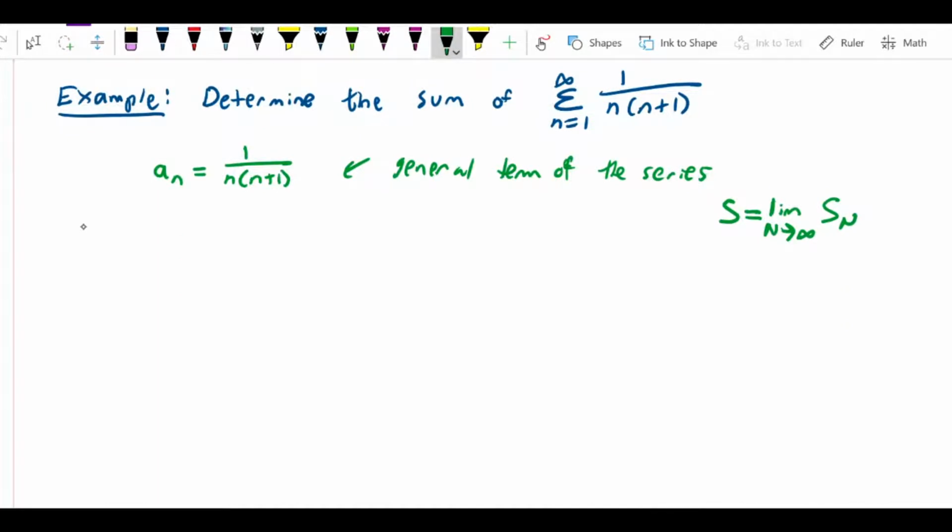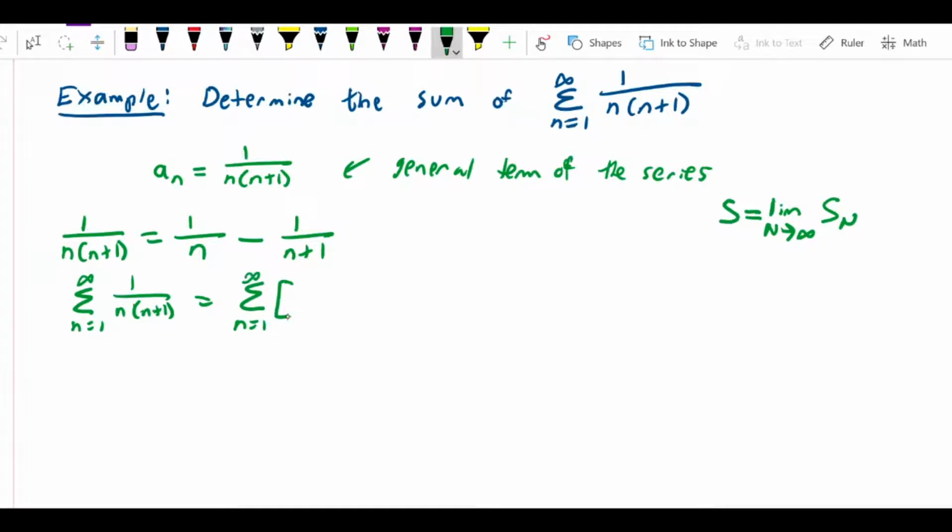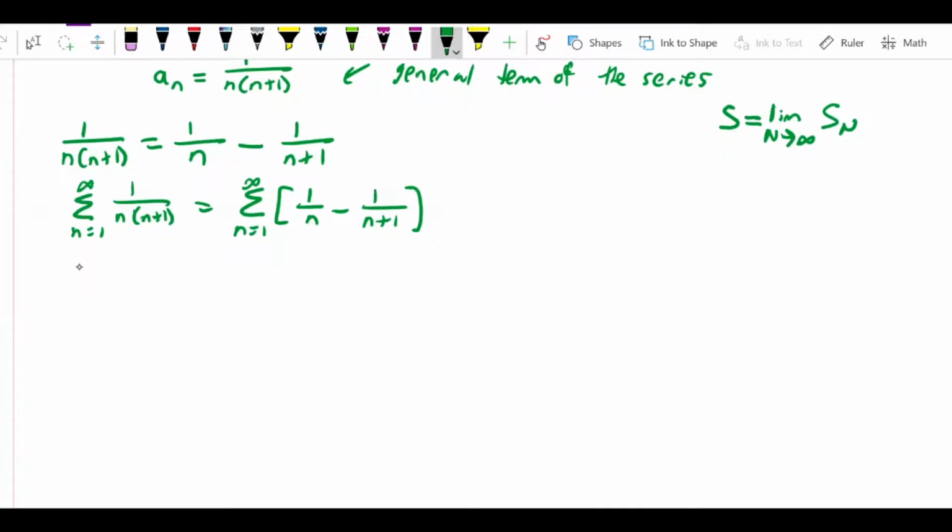And write that as 1 over n minus 1 over n plus 1. If you actually do the partial fraction decomposition the way that we did in section 8.6, you will in fact get that as the decomposition. So what that means is that the sum from n equals 1 to infinity of 1 over n plus 1 is equal to the sum from n equals 1 to infinity of 1 over n minus 1 over n plus 1. And you're going to see that this is a little bit easier to work with for the purpose of dealing with partial sums. So let's write out some partial sums.